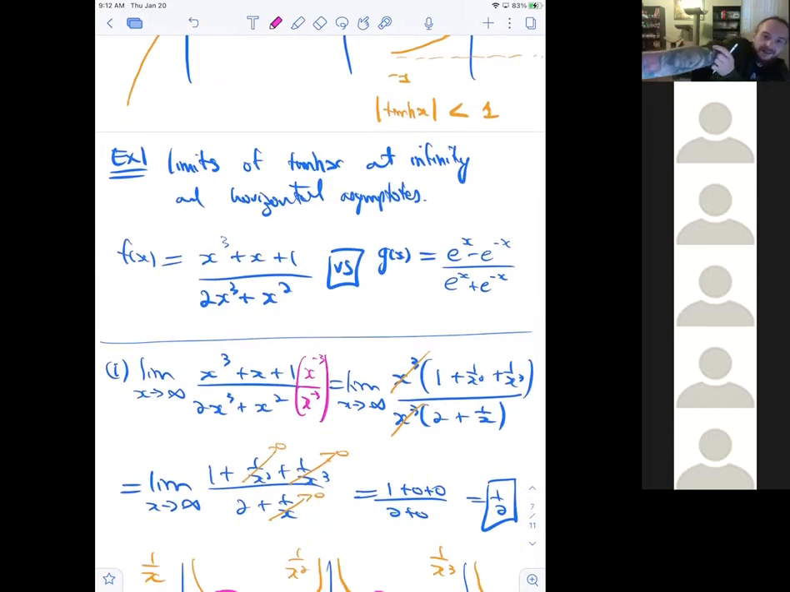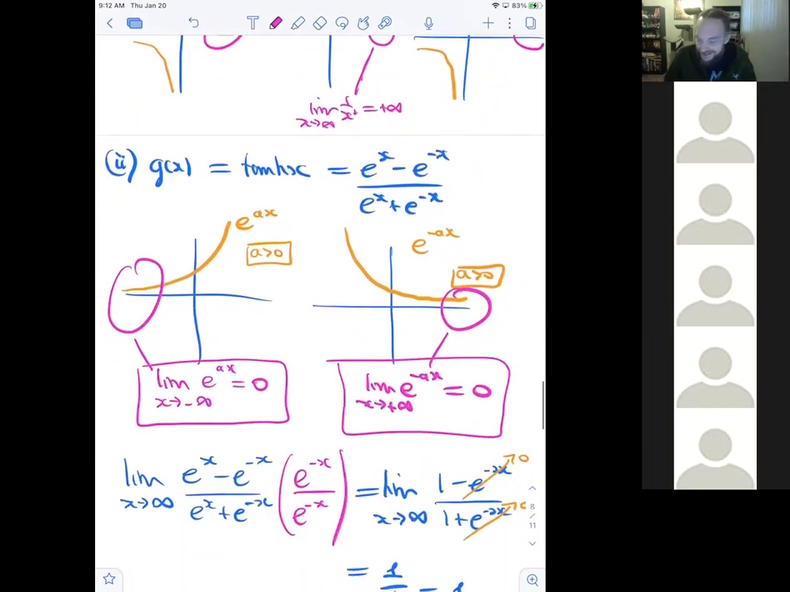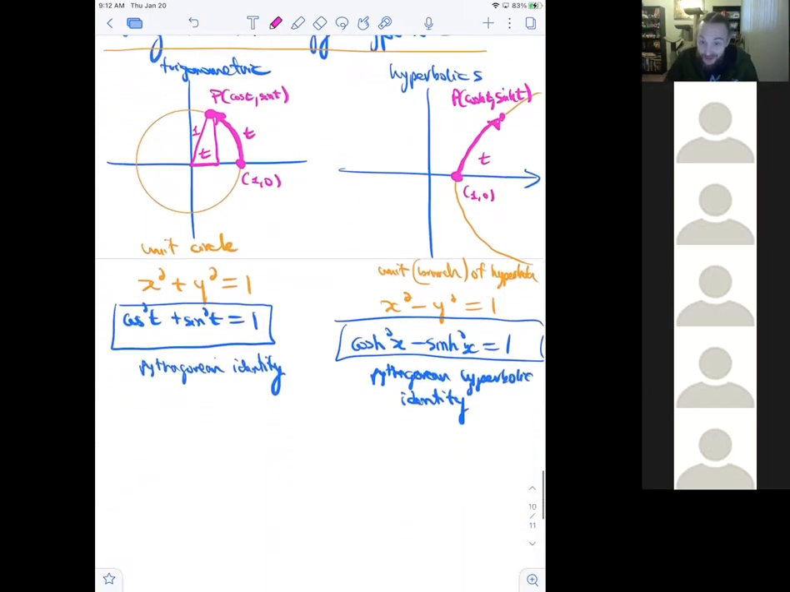Einstein, that dude. Thank you, Einstein, I guess. But this is where we get the terminology hyperbolic.